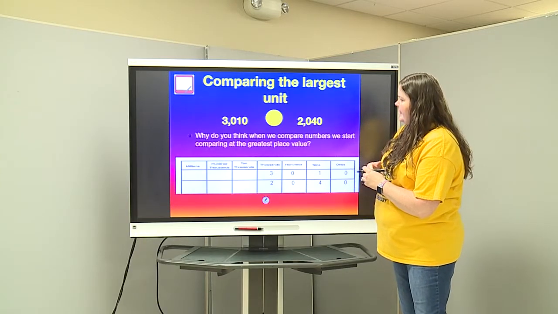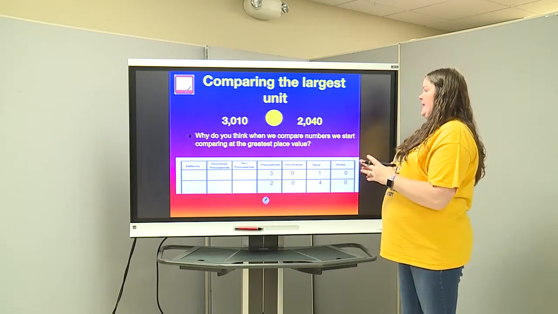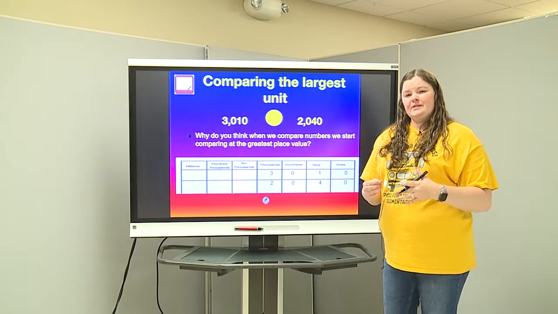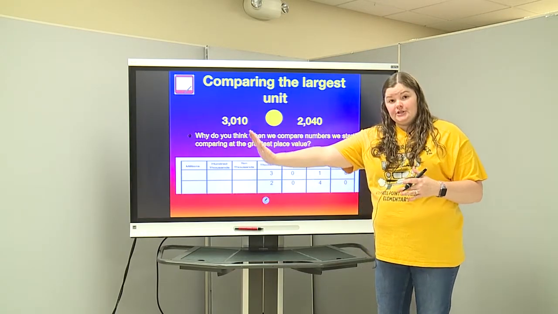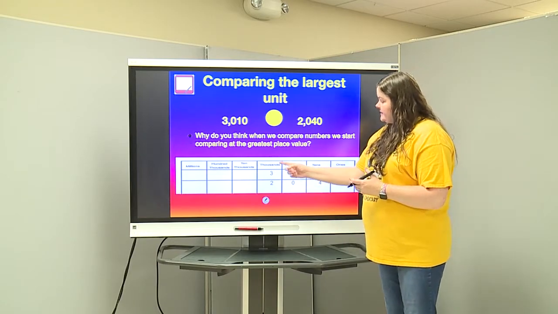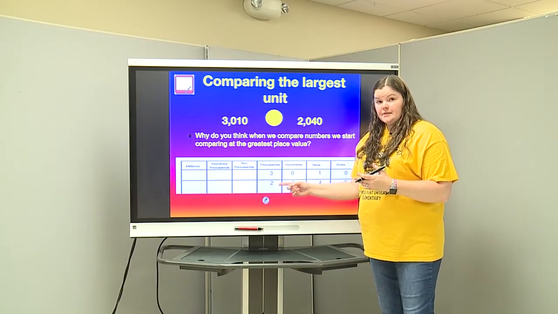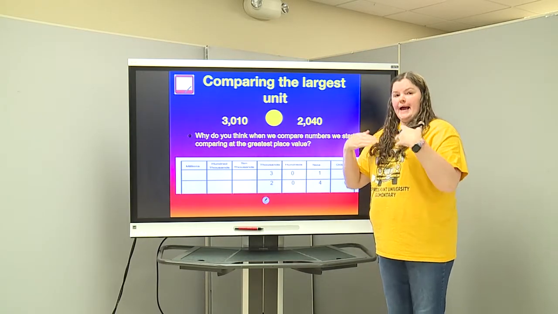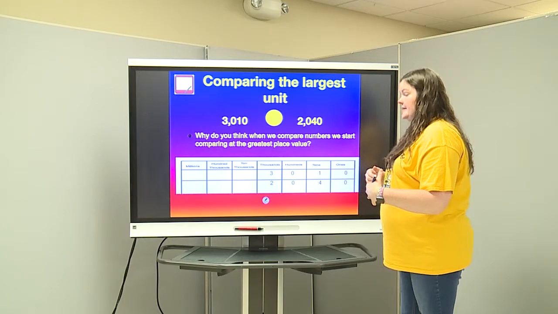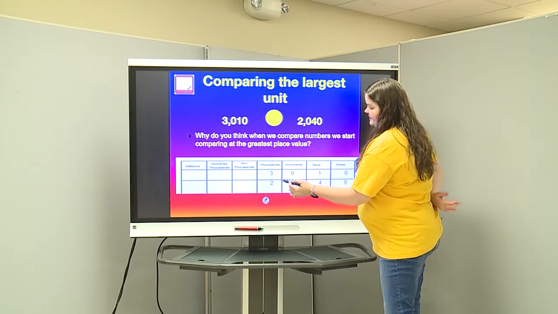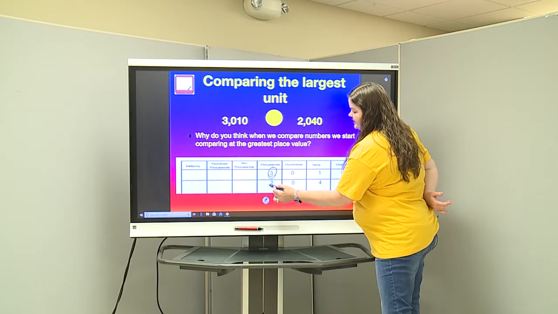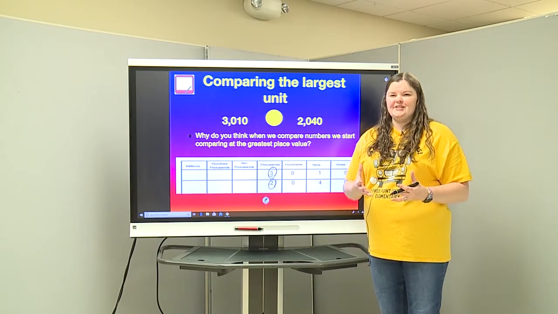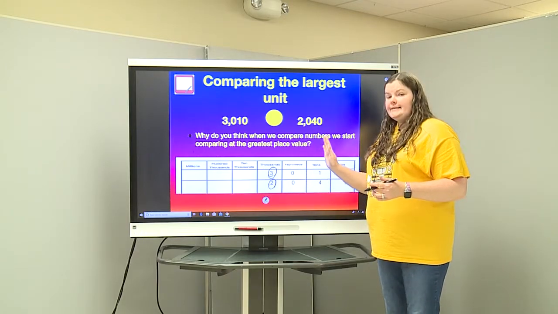Whenever we're comparing numbers, where should we start? We always want to start at the greatest or the largest place value. I see that both of my numbers start in the thousands place. So let's start in the thousands place, and then we'll move backwards as we need to see which number is larger. In the thousands place, I've got 3,000 compared to 2,000. I can see that those digits are not the same, so I don't need to go any further.